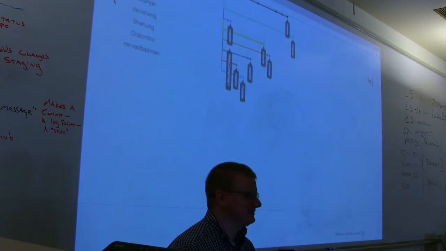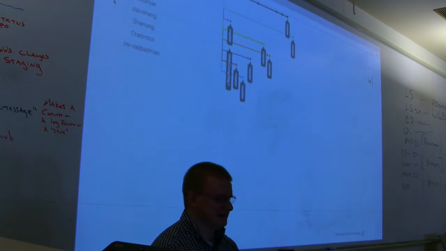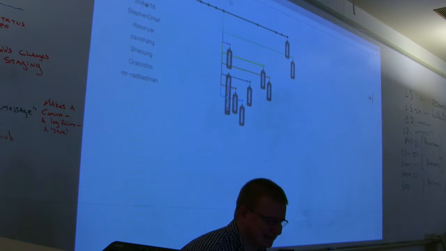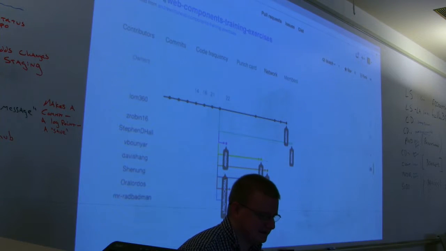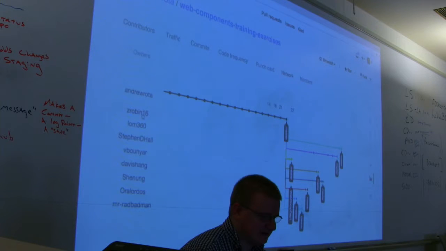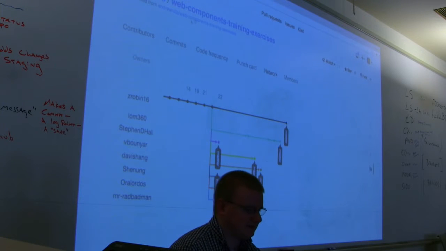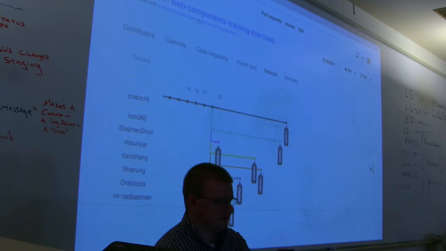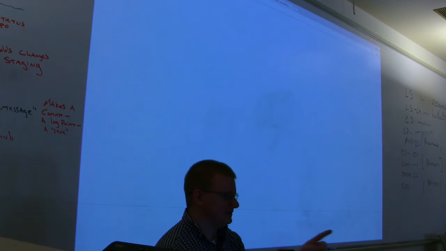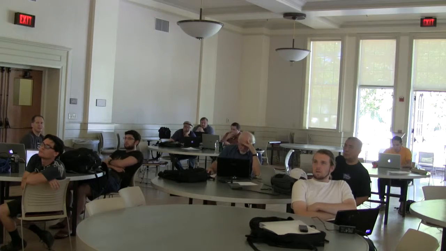We'll just sort of talk through it. Just randomly choose. Otherwise, I'm going to randomly choose. All right. So I'll start with zrobin16. Who is zrobin16? Cool. All right, Zach. Let's see what we got here.